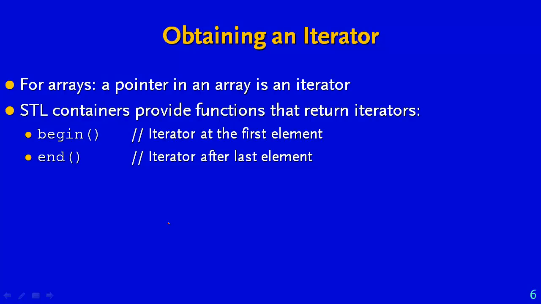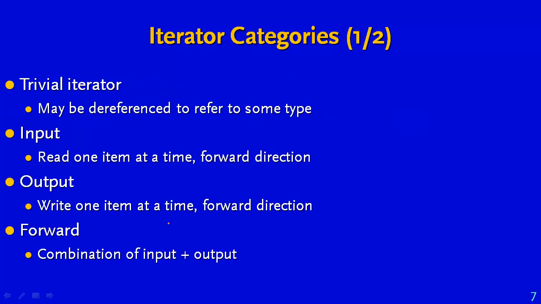What you need to know in the short term is every container has a function which returns an iterator, and it's called begin, and the other one is called end. Now, different categories of iterators: the trivial iterator, so it's got nothing, it just can be dereferenced. The input iterator reads one element at a time in the forward direction, so we've seen this already. The output iterator is a write iterator, so you can write the elements of or modify the elements of your container in the forward direction.